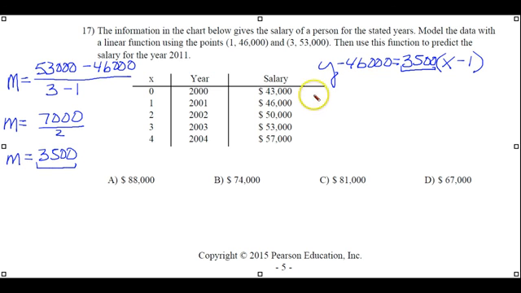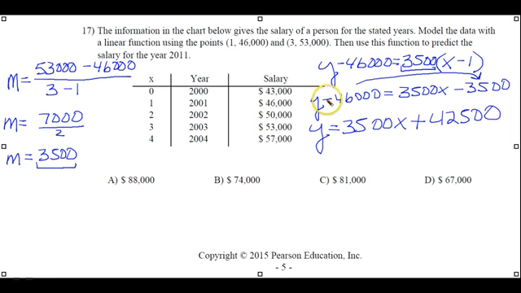So we'll clear parentheses. Y minus 46,000 equals 3,500x minus 3,500. Now, since we want it in slope-intercept form, we have a y here all by itself. We're just going to transpose that, and we'll get our next stage. So when I bring this over, it becomes a plus. So I will subtract this from that, and I get this.